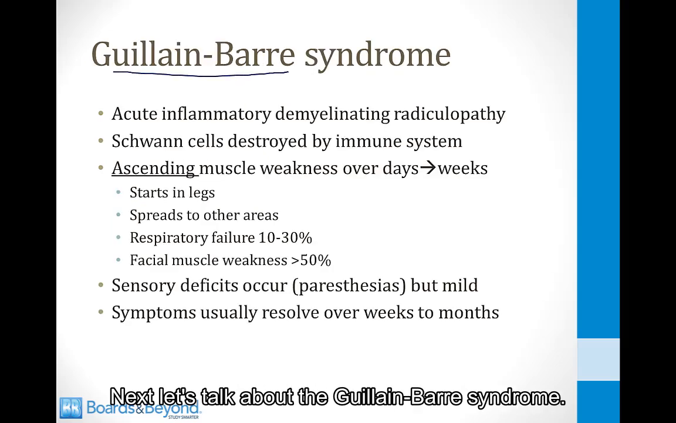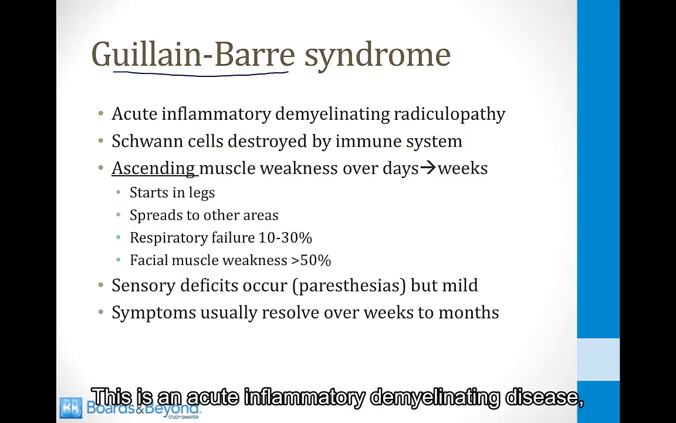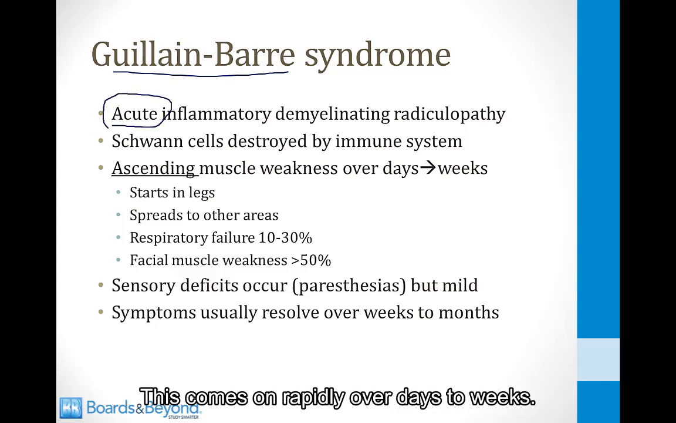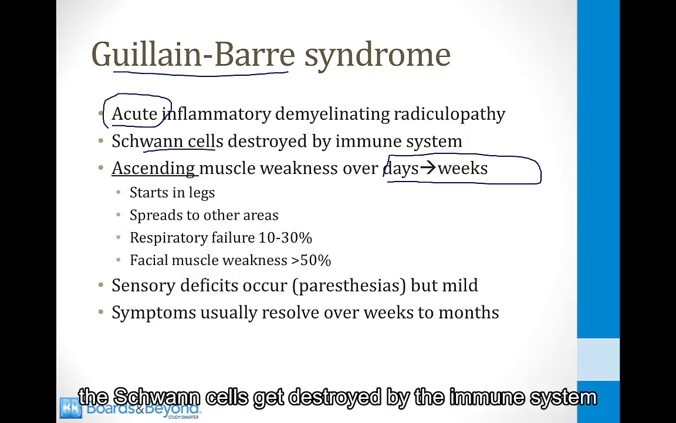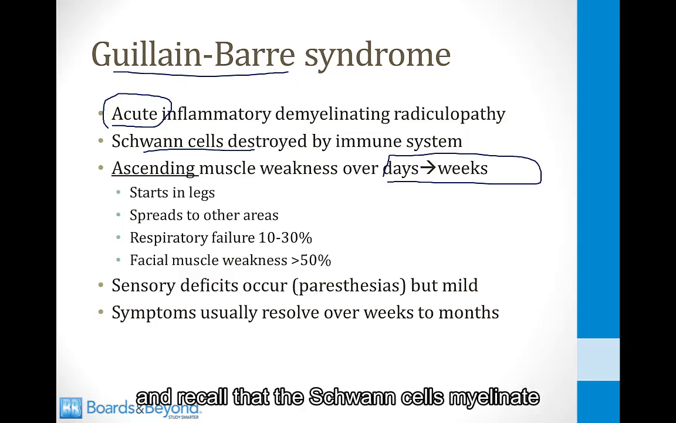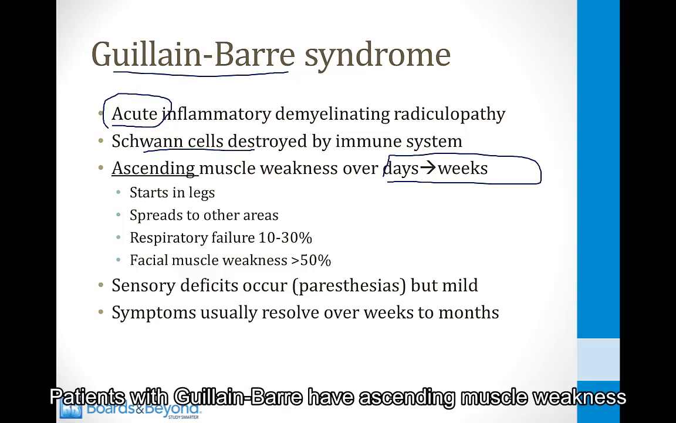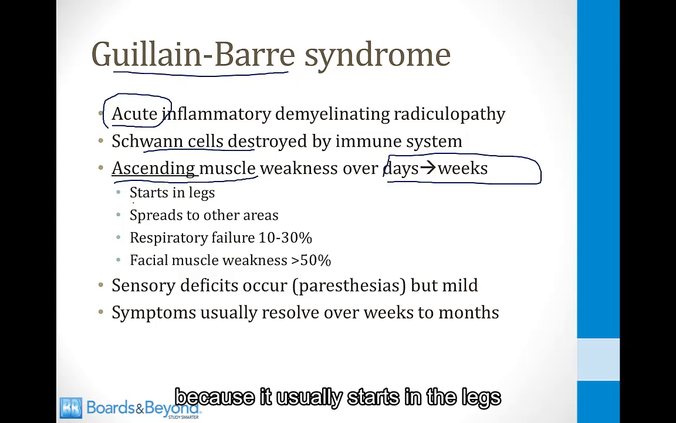Next, let's talk about the Guillain-Barré syndrome. This is an acute inflammatory demyelinating disease, and the key word is acute. This comes on rapidly over days to weeks. In Guillain-Barré syndrome, the Schwann cells get destroyed by the immune system, and recall that the Schwann cells myelinate the peripheral nerves. Patients with Guillain-Barré have an ascending muscle weakness, and remember the word ascending because it usually starts in the legs and then spreads to other areas.